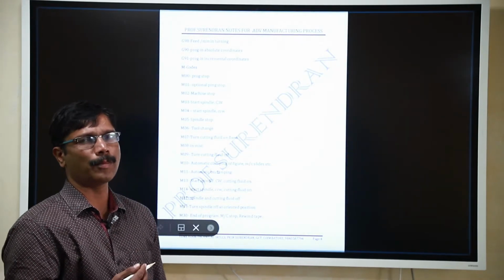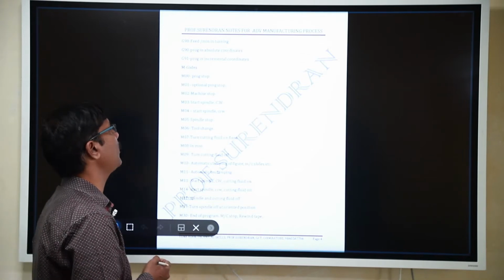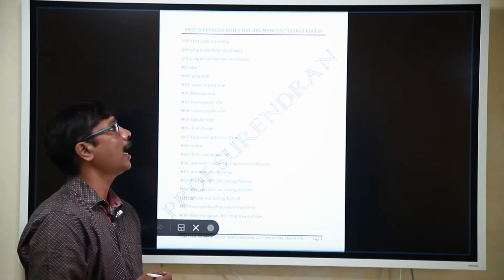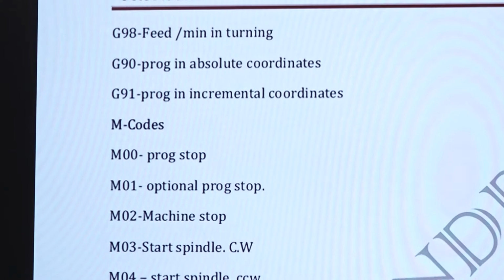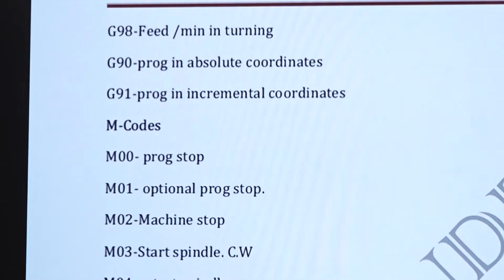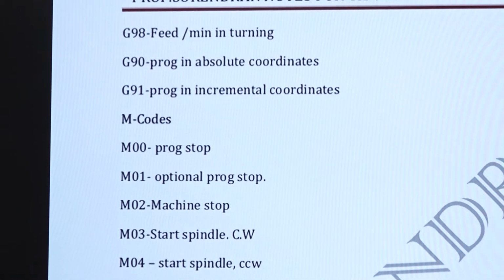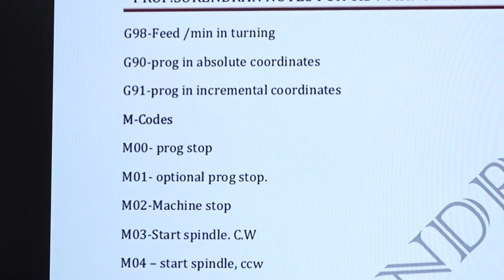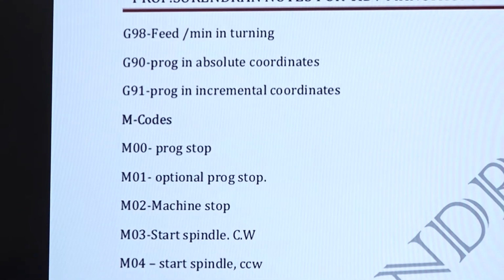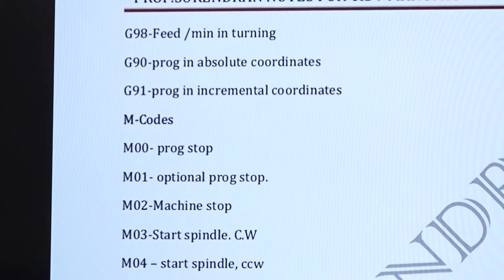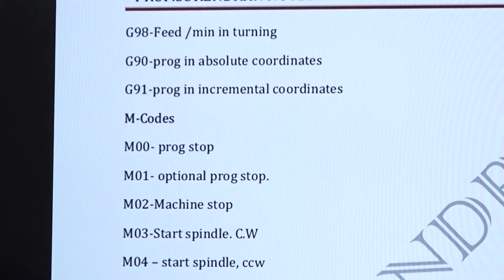So here we are having some other codes. G98 is used for feed in minute in turning, and G90 is for programming in absolute coordinates. We are having two types of coordinates, absolute coordinates and incremental coordinates. For absolute coordinates it is G90, for incremental coordinates it is G91. And M codes are the accessory codes.